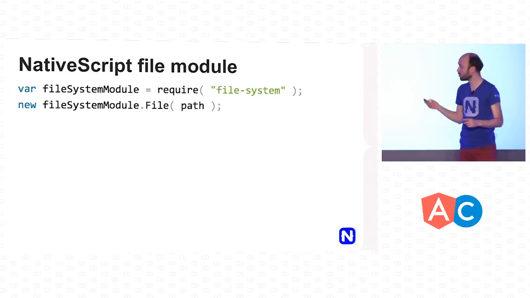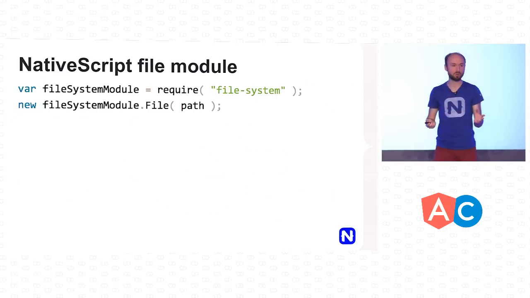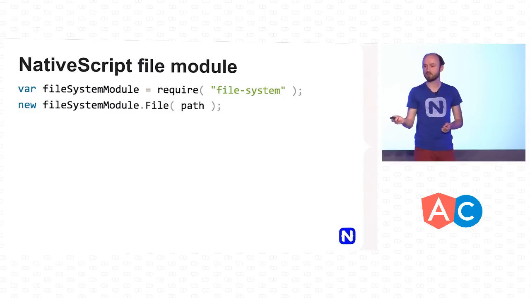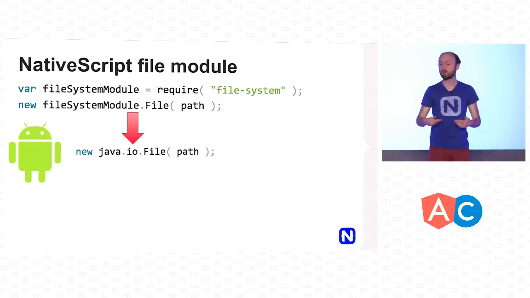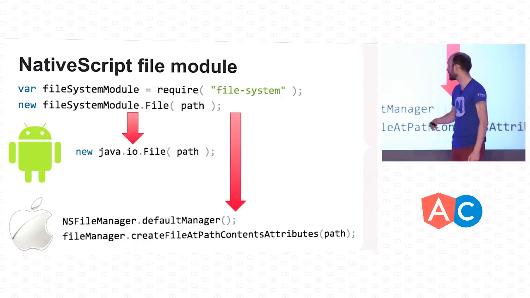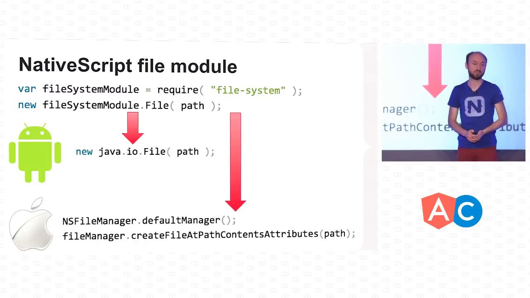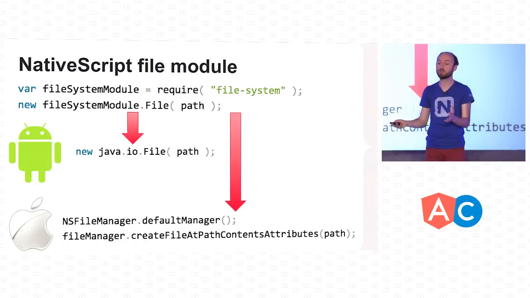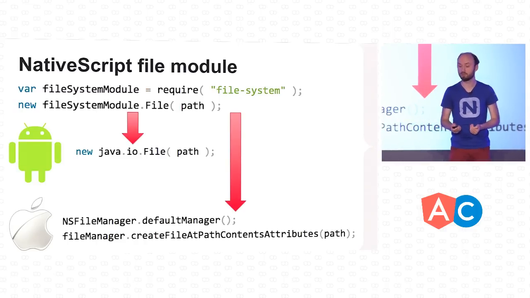And so coming back to our file example, this will probably explain it the best. If you want to use a file object, it basically just requires the file system module. And then if you run it on Android, you get this bit of code. And if you run it on iOS, you get this verbose representation of the same thing. But you don't have to know it. The module takes care of it for you.